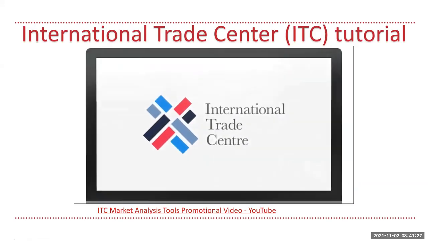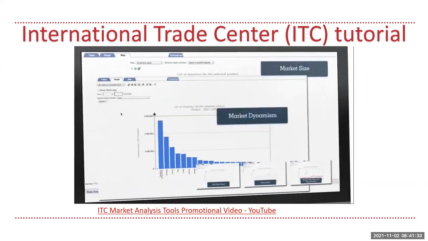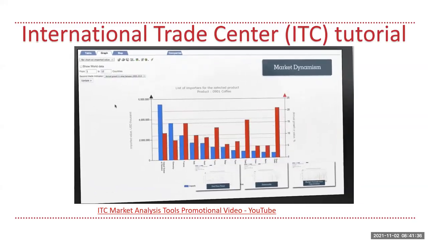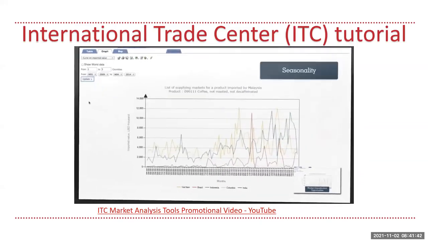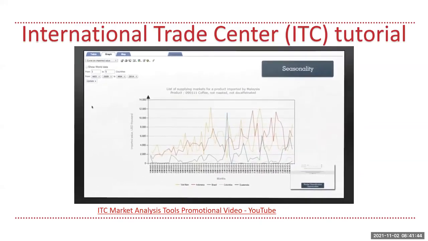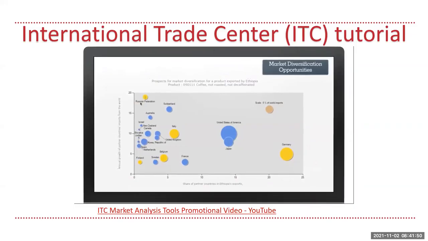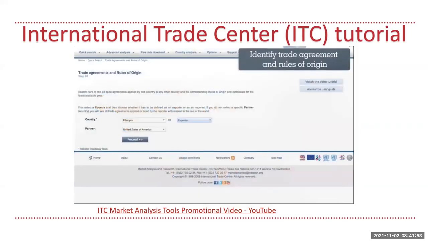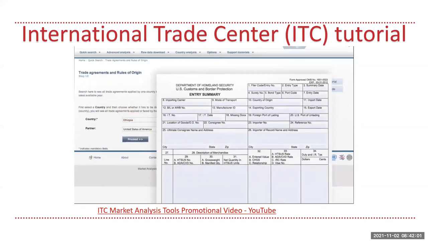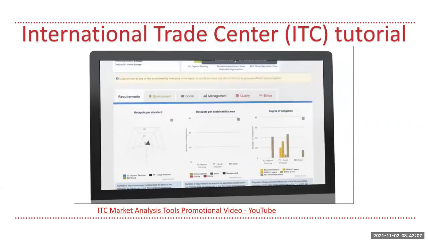ITC offers a set of free online databases and analytical tools that can take some of the guesswork out of choosing export markets. ITC market analysis tools enable you to research trade opportunities for over 5,300 products in around 200 countries and territories. You can compare the size, growth, and market competition, and even get an idea on prices and trends. Once you've chosen a market, investigating market regulations and requirements also becomes easier with ITC tools. You can self-assess voluntary sustainability standards for your business.